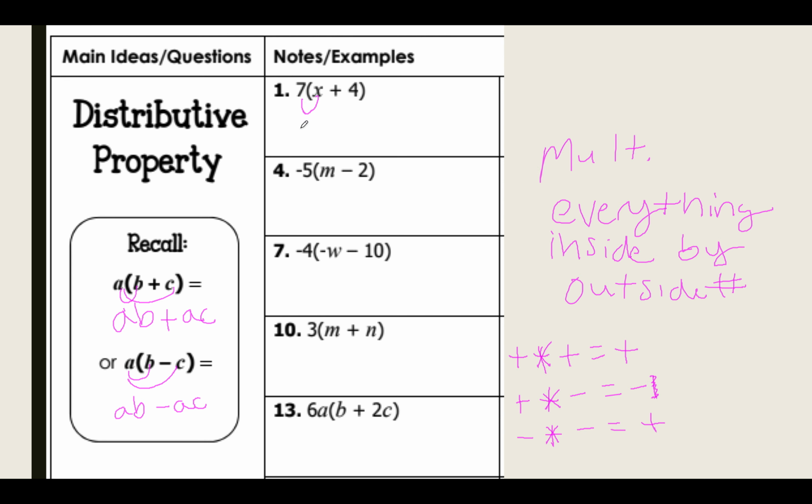7 times x is going to be 7x. 7 times 4 is going to be 28. Again, use a calculator if you don't know what 7 times 4 is off the top of your head. Don't spend more than 10 seconds thinking about it. If you can't get it off the top of your head in 10 seconds, we should always just have that calculator out and know how to use it.